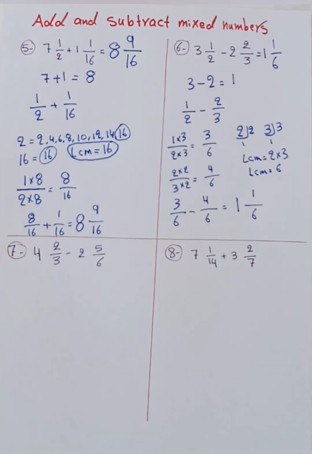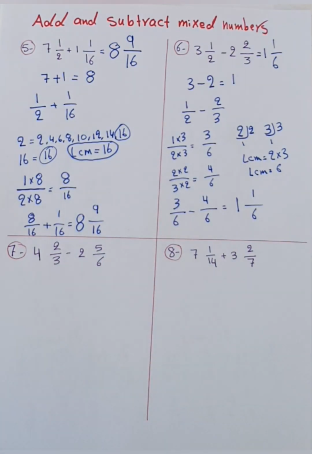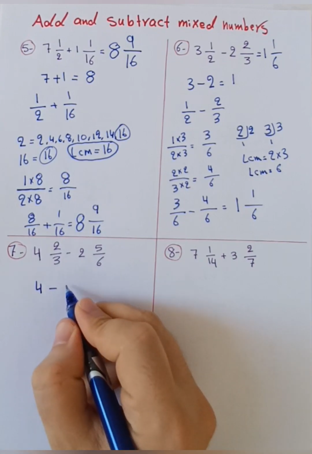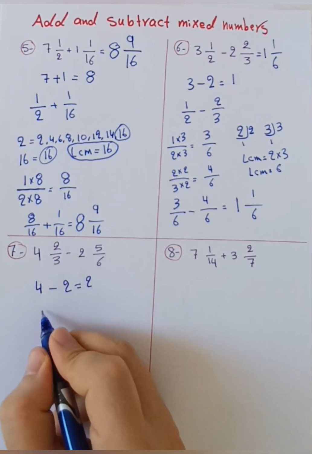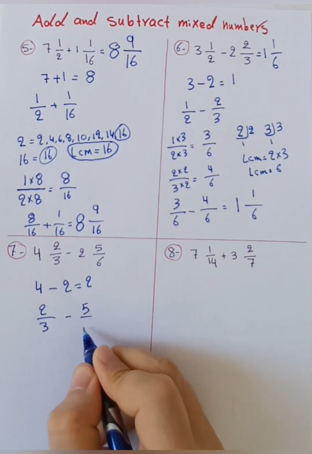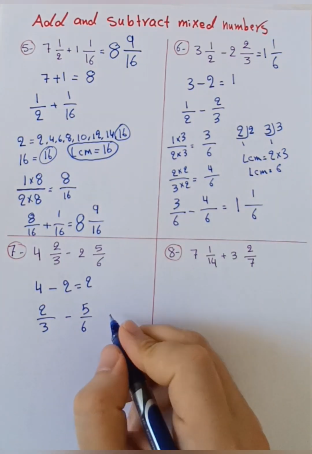Example number 7: we have 4 and 2 out of 3 minus 2 and 5 out of 6. First, we have to subtract the whole numbers. 4 minus 2 is 2, and then the fractions: 2 out of 3 minus 5 out of 6. The least common multiple for 3 and 6 is 6.